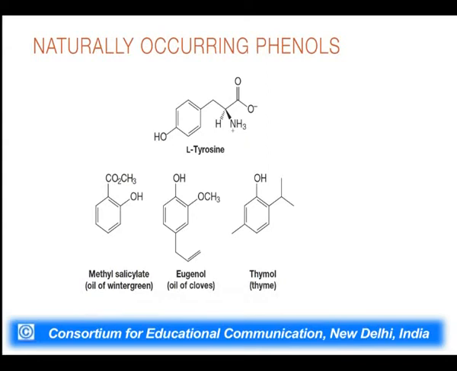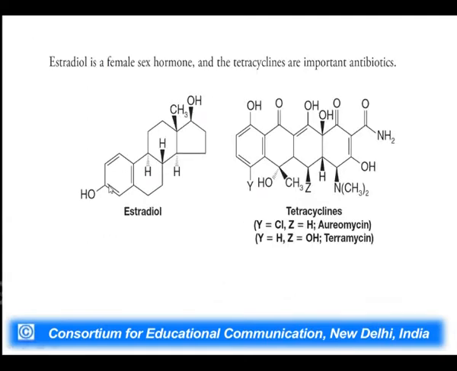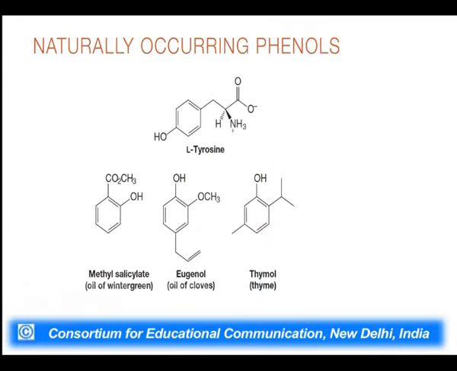Naturally occurring phenols are an integral part of our daily life, and yet we ignore them. Who has not used pain balms for headache? Do you know what this compound is? This is methyl salicylate, or oil of wintergreen. It is very common when we have a toothache. Our grandmother used to tell us to put cloves in our mouth. What is this clove? This clove has eugenol in it, which is again a phenolic compound.